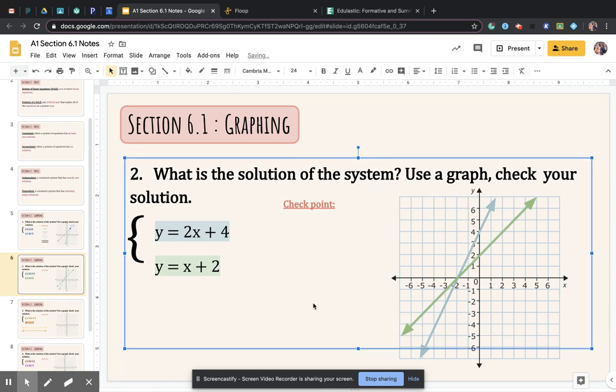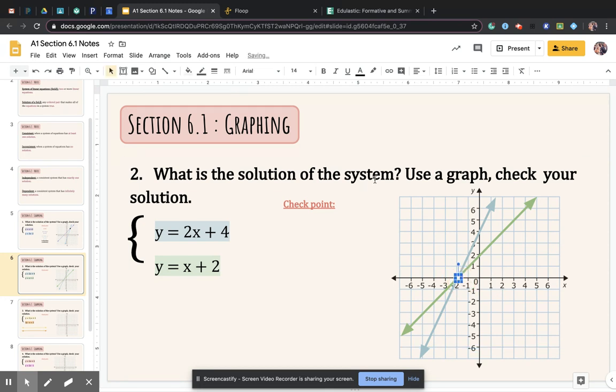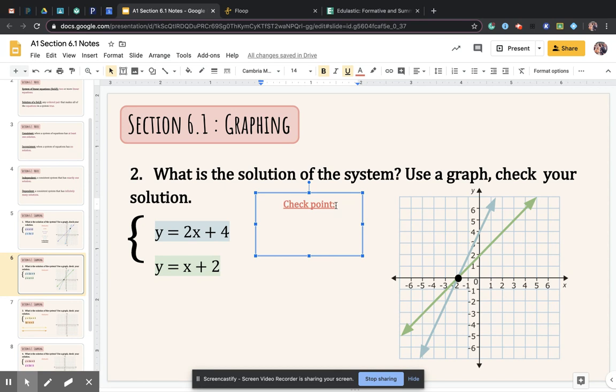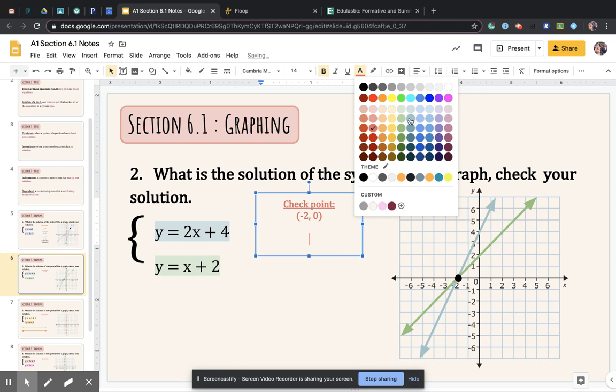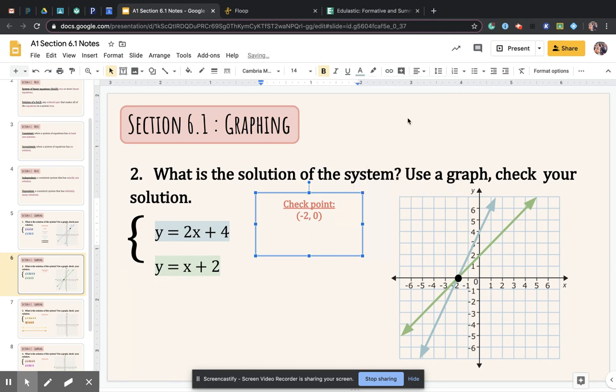Okay, so if you notice, we have a point of intersection, and it looks like for the most part that it is at the point (-2, 0). So that's our point. So to make sure that point actually works, let's plug it in. So I'm going to do that bluish equation first.